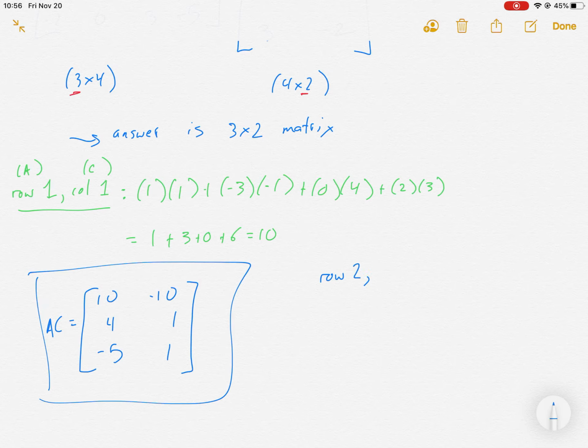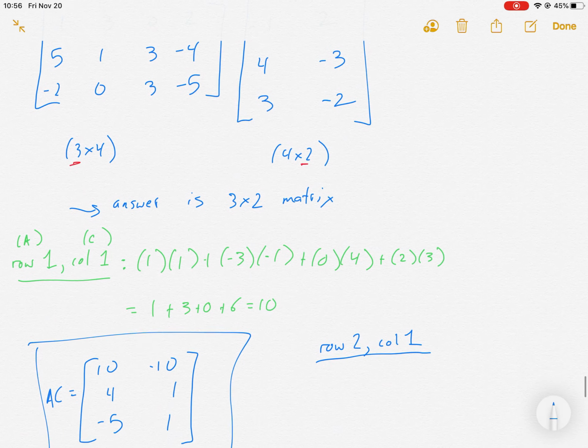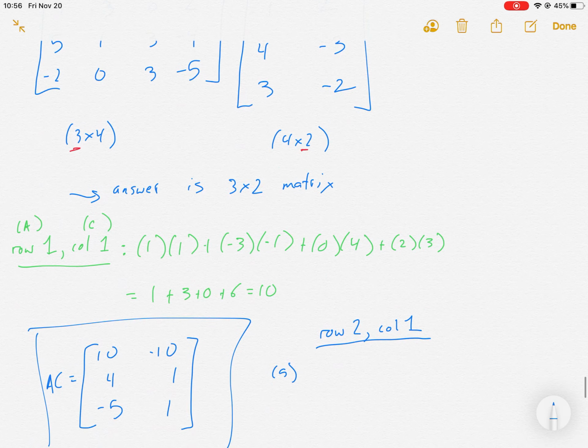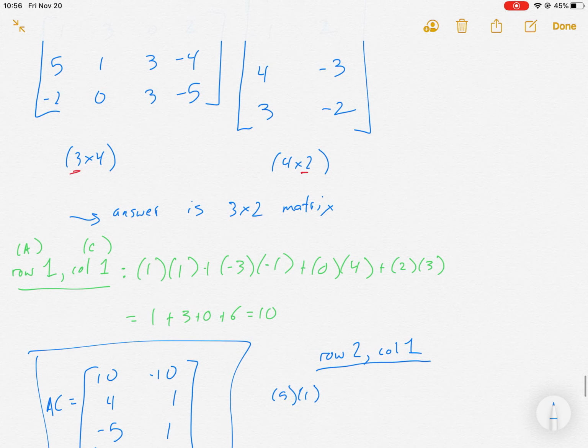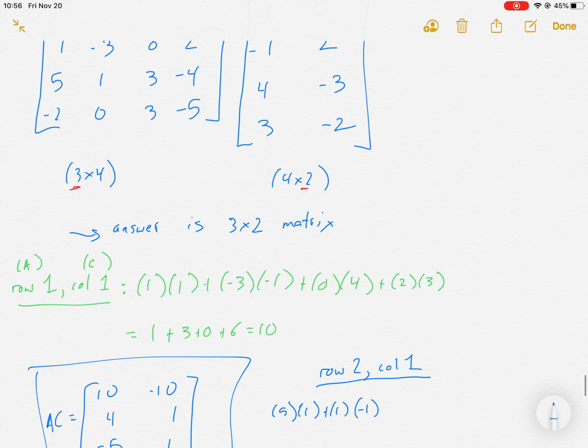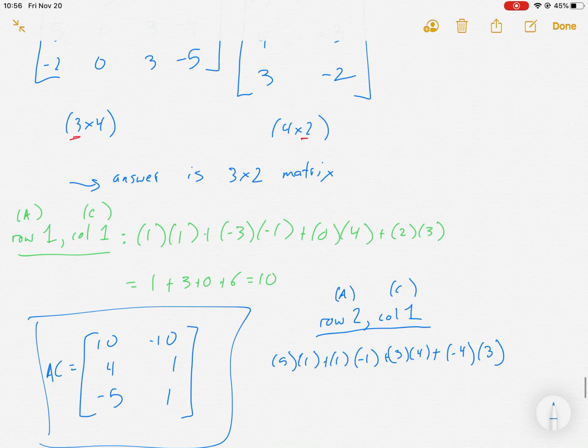Let's do row 2, column 1. So I would take row 2, which is 5 times column 1, so times 1, plus 1 times -1, this is A and C I'm looking at, plus 3 times 4 plus -4 times 3. And so I should end up with 4 from that.